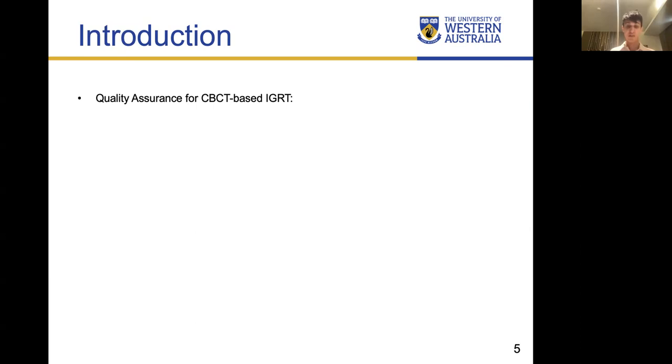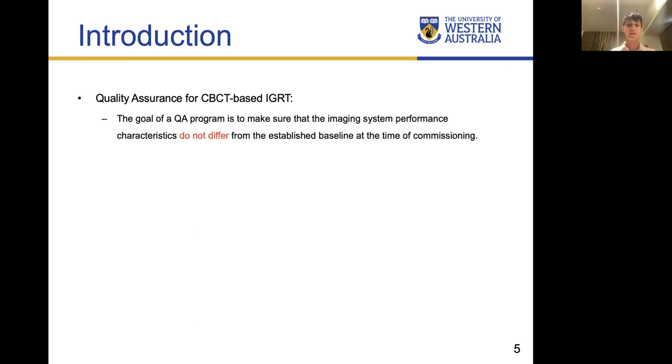Quality assurance for CBCT-based IGRT. The primary goal of a QA program is to ensure the imaging system performance characteristics do not differ from what has been established at commissioning time.